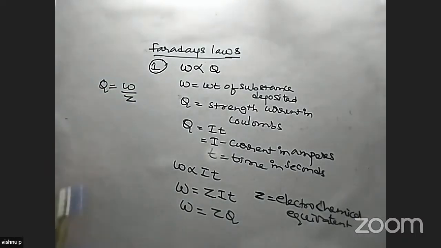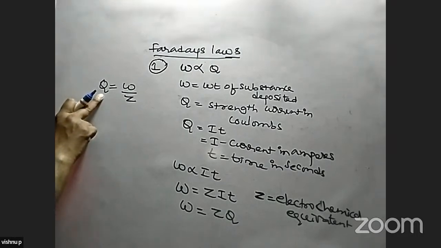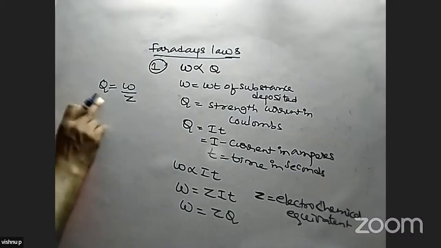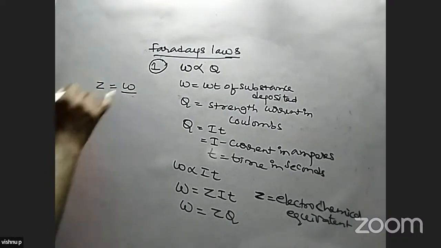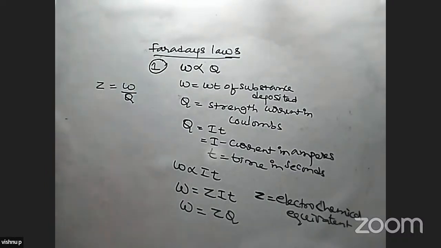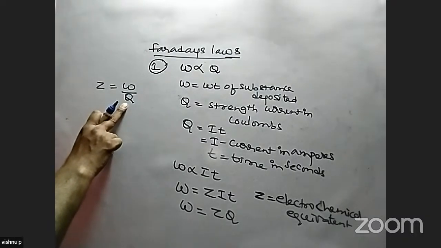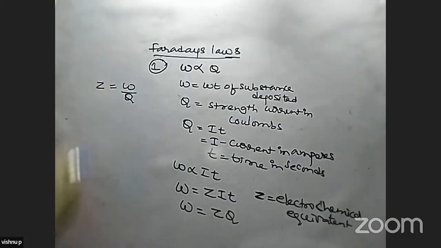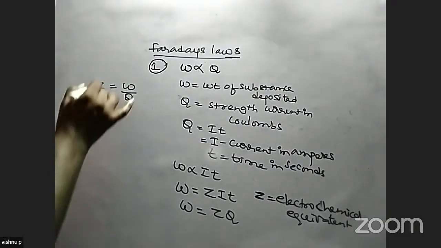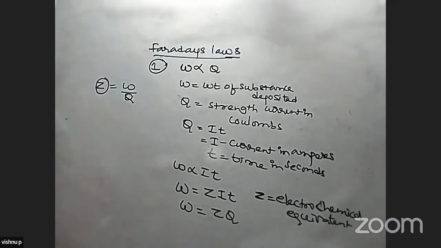What it indicates: how many coulombs of electricity pass through that electrolytic solution. Here we write Z is equal to W by Q. How many coulombs of electricity is passed through the electrolytic solution to deposit 1 gram of substance is called the electrochemical equivalent.